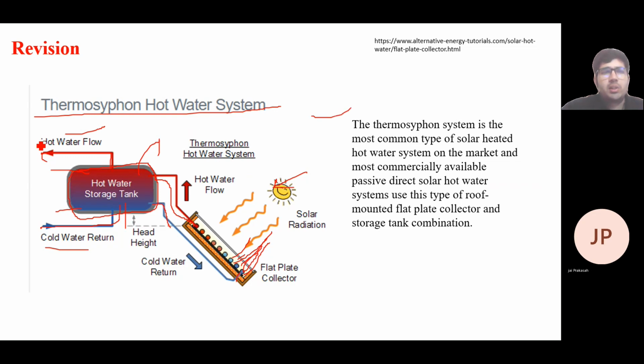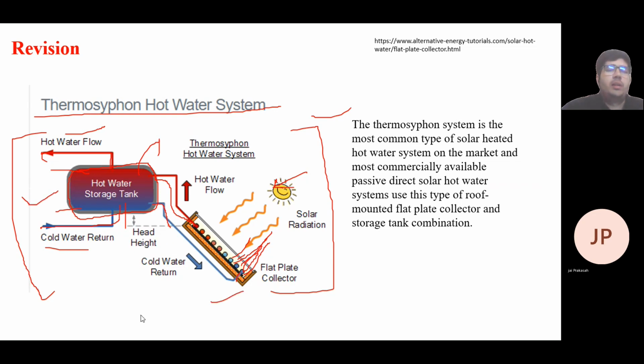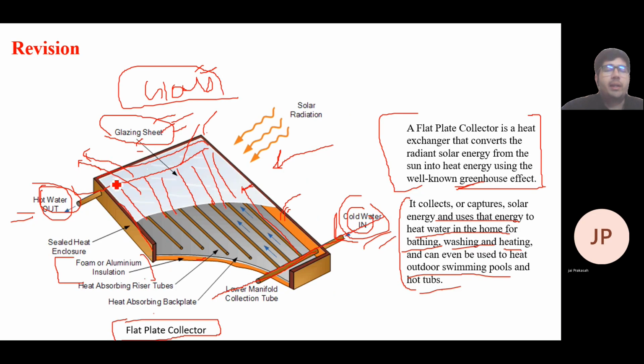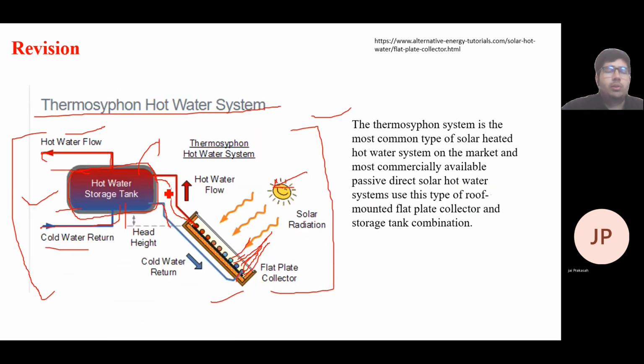You have seen this type of system at your home or in your hostel, which has the complete system, a hot water storage tank and the flat plate collector. In the previous slide, we have only seen the flat plate collector, but now it's connected with the hot water storage tank. So now this is a complete system. It can be used in houses, hotels, hostels, and anywhere where we want some hot water without using any energy.